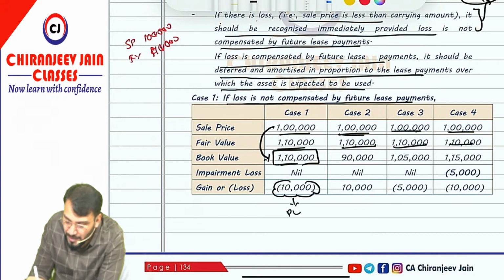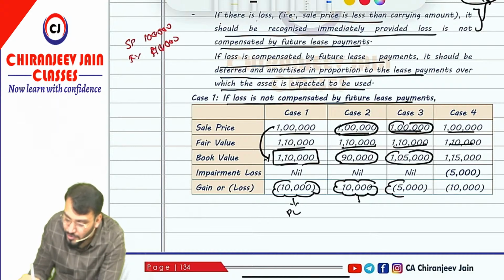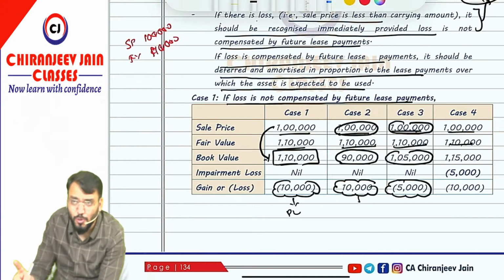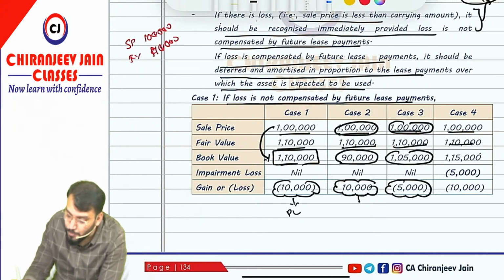You can see sale price is 1 lakh, which is more than the carrying amount. So this will be a profit which will be transferred to PL immediately. Then once again sale price is 1 lakh and book value is 1,05,000. This 5,000 loss will be transferred to PL immediately. One more situation I have given: book value is 1,15,000, which is more than the fair value of the asset. So there is an impairment loss.